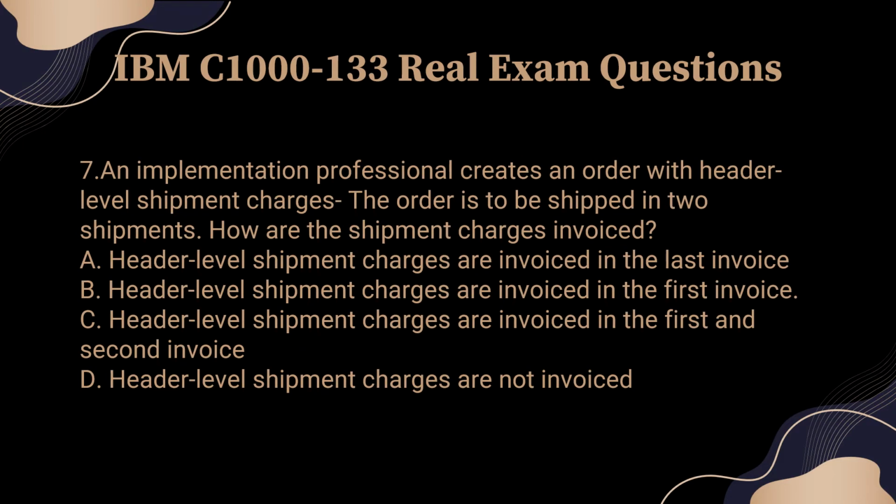7. An implementation professional creates an order with header-level shipment charges. The order is to be shipped in 2 shipments. How are the shipment charges invoiced? A. Header-level shipment charges are invoiced in the last invoice. B. Header-level shipment charges are invoiced in the first invoice. C. Header-level shipment charges are invoiced in the first and second invoice. D. Header-level shipment charges are not invoiced.